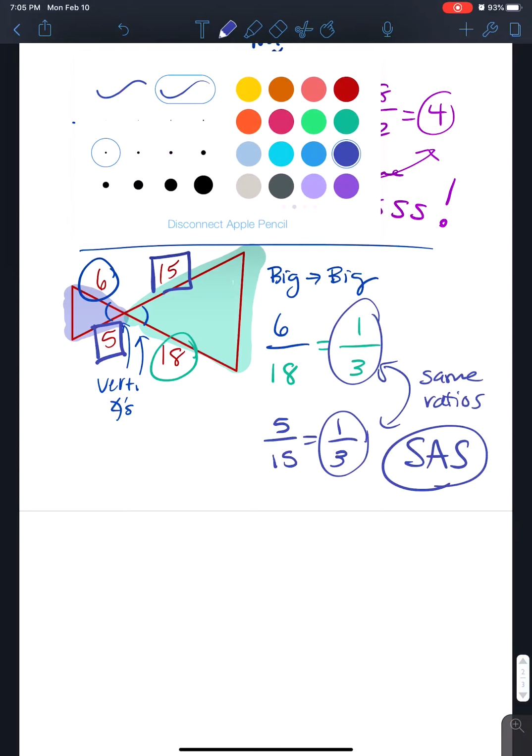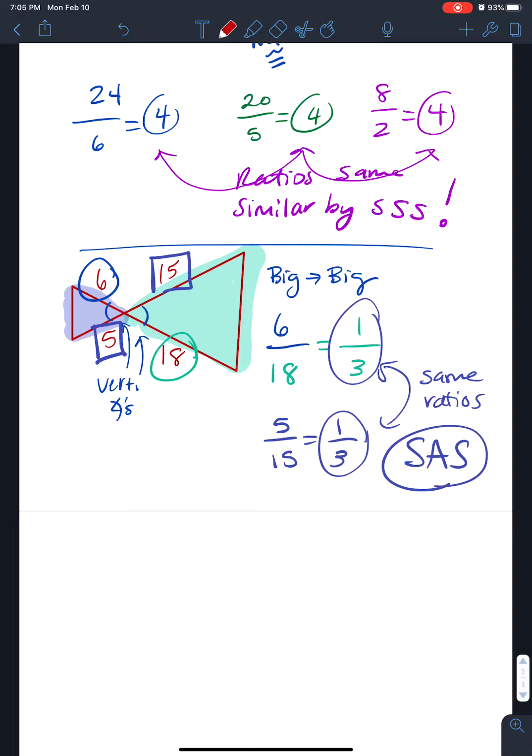However, if you had done the wrong proportion, so if I had done 6 over 15 and compare that to 5 over 18, that's not going to get you the right answer because you're not matching it up with the right sides. You got to do the big to the big and then small to small.